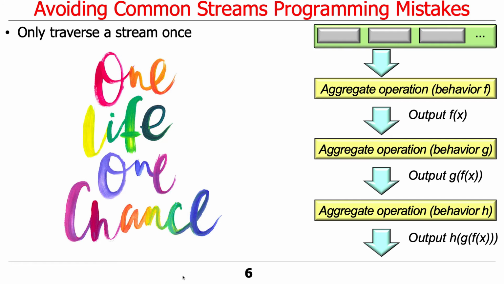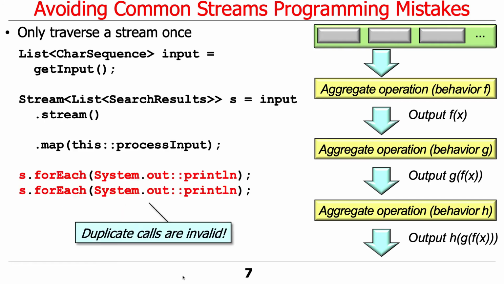Also, remember that a stream can only be traversed once. So here's an example, kind of similar to before. This time, we're going to go ahead and stash the stream of lists of search results in this local variable s. So this will make us a stream. Of course, it won't actually have done anything yet. And then we try to go ahead and call forEach twice. We call s.forEach and s.forEach.